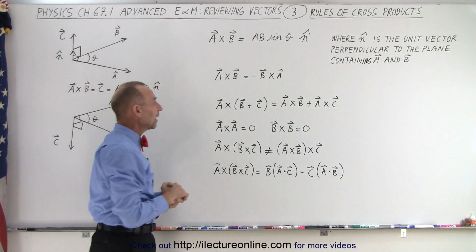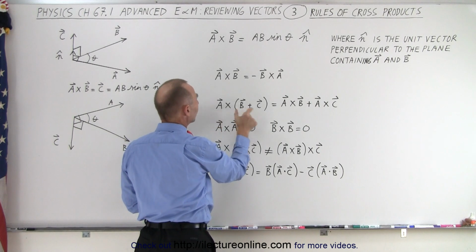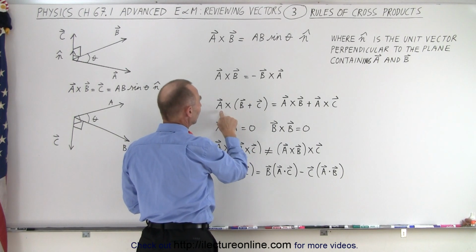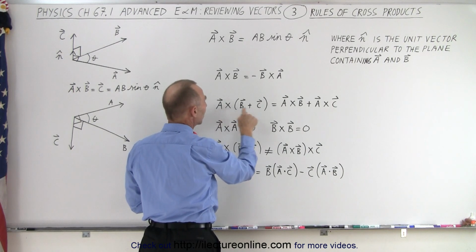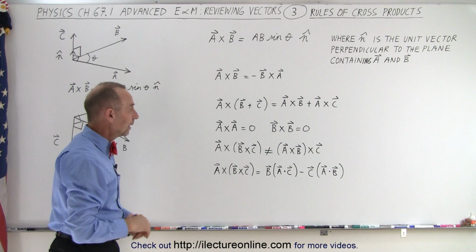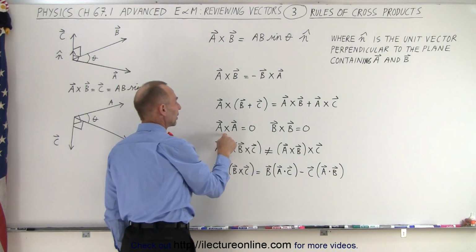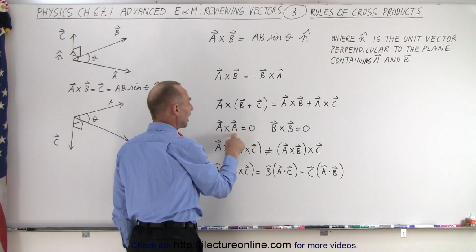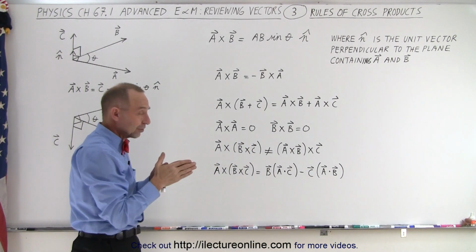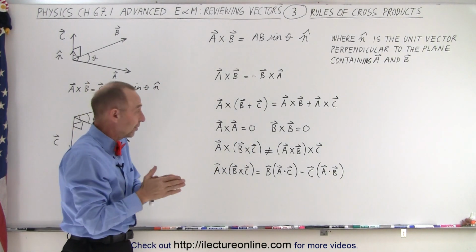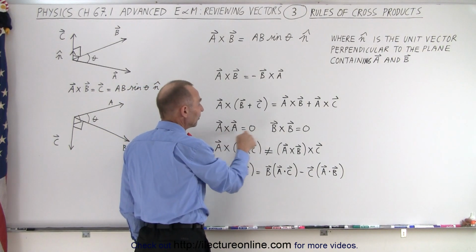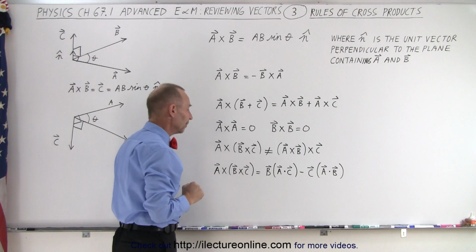Also notice that if we have A cross the sum of two vectors, we can use the distributive property. This will be A cross B plus A cross C. So it can be done like that, not a problem. When we have a vector product with itself, A cross A, that'll be 0 because obviously the angle between the two vectors is 0 and the sine of 0 is 0. So when you have a cross product or a vector product with itself, you end up always with 0.